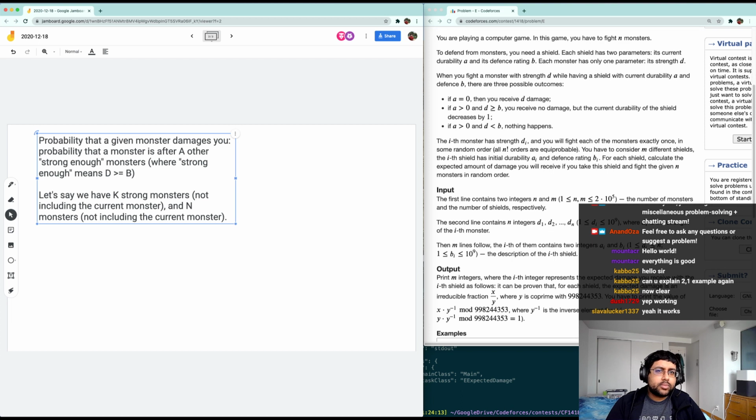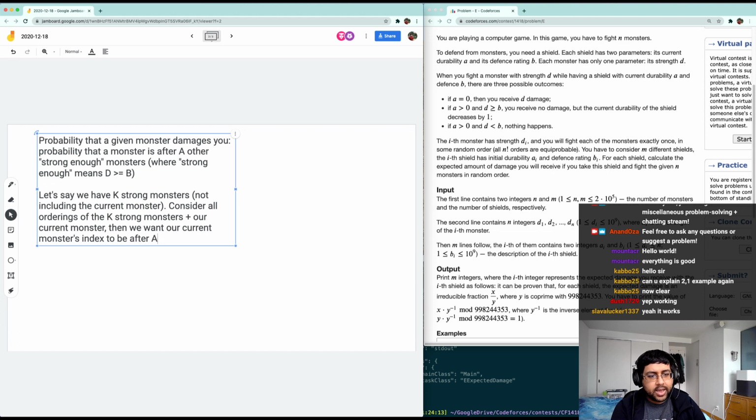So actually, I think the total number of monsters doesn't matter. What we want to do then is consider all orderings of the K strong monsters plus our current monster. Then we want our current monster's index to be after A.